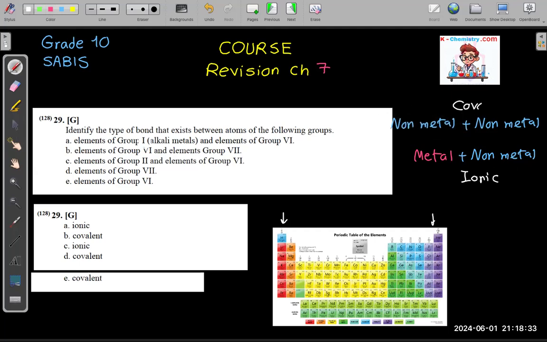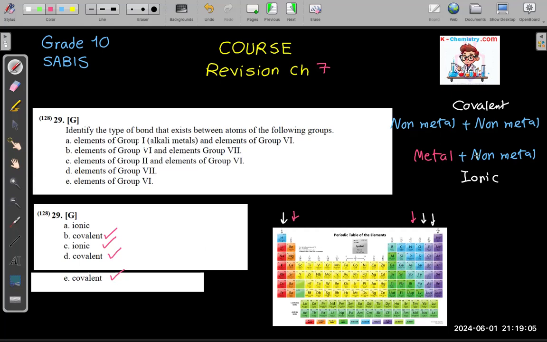Let's see the second one. He said group 6 and 7. Both of them are non-metals, both from the right side, so they are covalent. Then 2 and 7: one from here and one from here, so ionic. Both of them in 7 are non-metals, so covalent. Both of them in 6 are non-metals, so covalent.